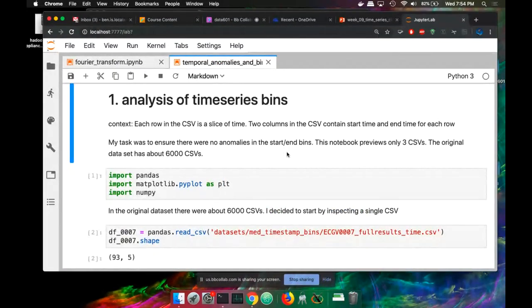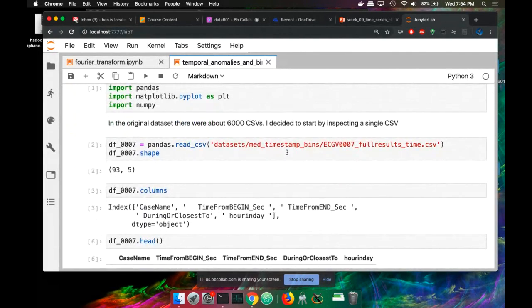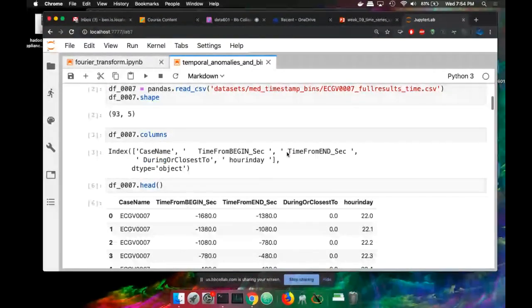All right. So in this specific case, I was given 6,000 CSVs. I'm not going to hit you with those tonight. I'm just going to show you three of them. In this data set, I basically had 150 columns, but I've cut those down to 5 for your case here, and 93 rows. The part that I care about is a specific case and then the time begin and time end in seconds, and we'll ignore the others. This time begin and time end, that row is a time slice. Basically every row is a 5-minute slice of time during which things are recorded.